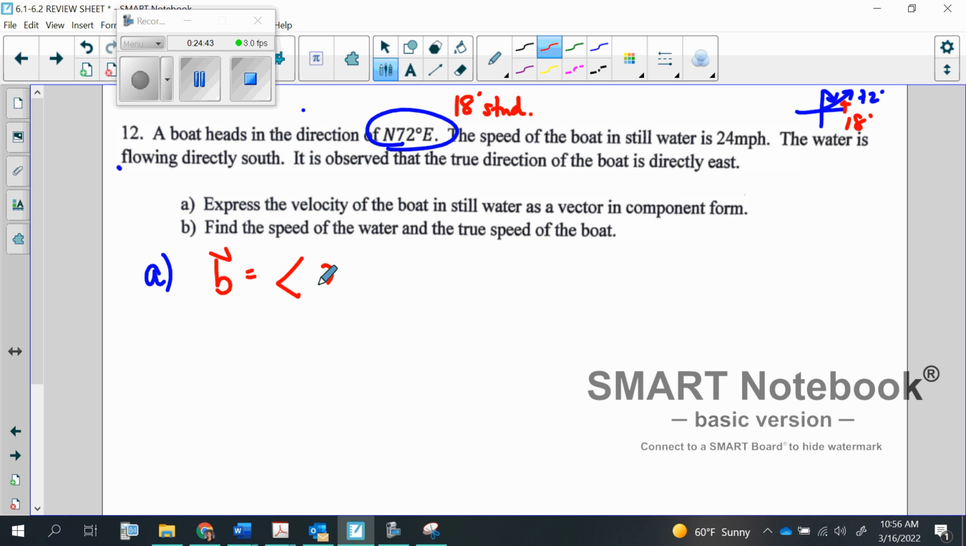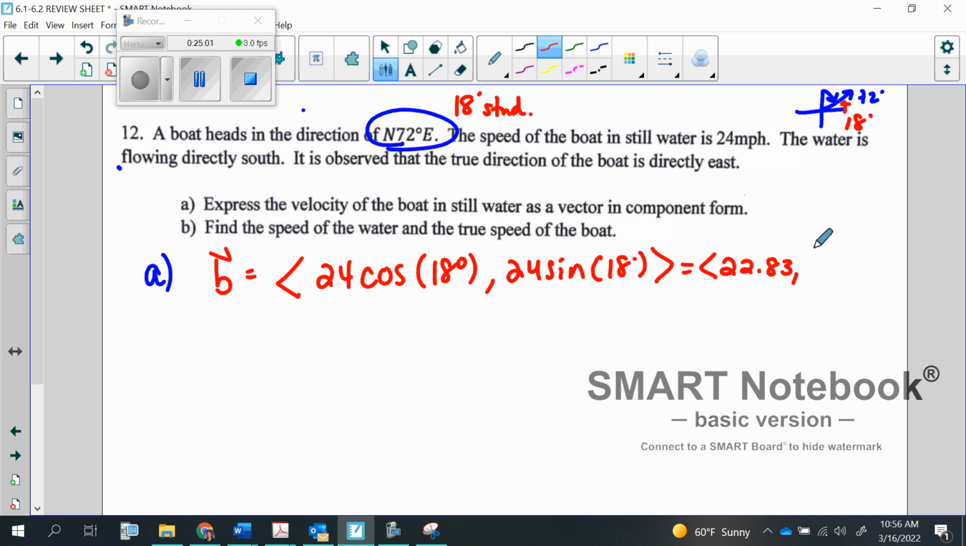So we're going to have 24, since that's the speed of the boat, times the cosine of my angle, 18 degrees, and 24 times the sine of my angle, 18 degrees. I can simplify this to get my components: 24 cosine of 18 is 22.83, and 24 sine of 18 is approximately 7.42. So express the velocity of the boat in still water in vector component form. This is the velocity of the boat in still water. When it says still water, it's not being affected by the water flowing.